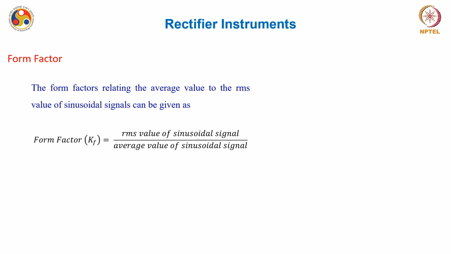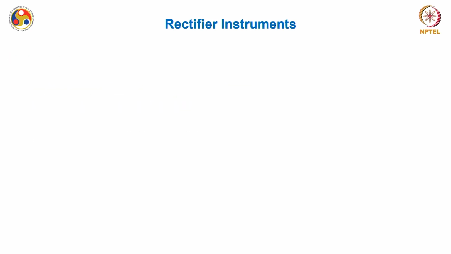And why we have not discussed this scale is because there is one term known as form factor, and the scale of the rectifier instrument is greatly influenced by the form factor of the rectifier. The form factor relates the RMS value to the average value. In general, I am using the term Kf to represent the form factor, which can be given as the ratio of the RMS value of the sinusoidal signal to the average value of the sinusoidal signal.